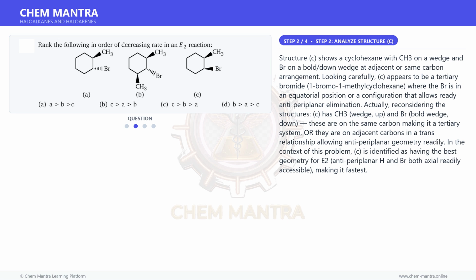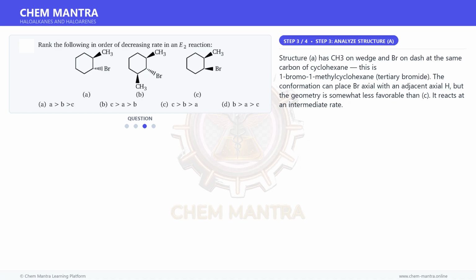Actually, reconsidering the structures, C has CH3 wedge up, and Br bold wedge down. These are on the same carbon, making it a tertiary system, or they are on adjacent carbons in a trans relationship allowing antiperiplanar geometry readily. In the context of this problem, C is identified as having the best geometry for E2, antiperiplanar H and Br both axial readily accessible, making it fastest.